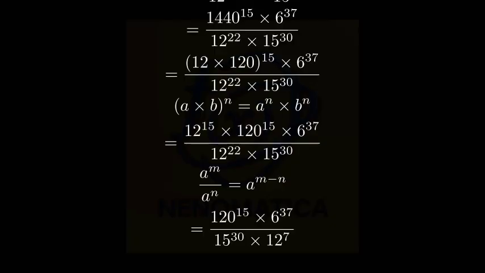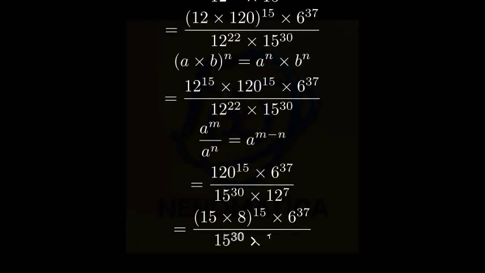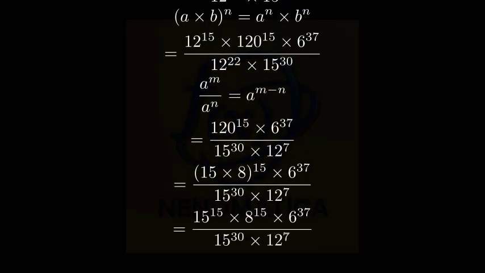Let's continue simplifying. 120 can be written as 15 times 8. So 120 to the power of 15 becomes (15 times 8) to the power of 15. Again, we distribute the exponent. (15 times 8) to the power of 15 equals 15 to the power of 15 times 8 to the power of 15.